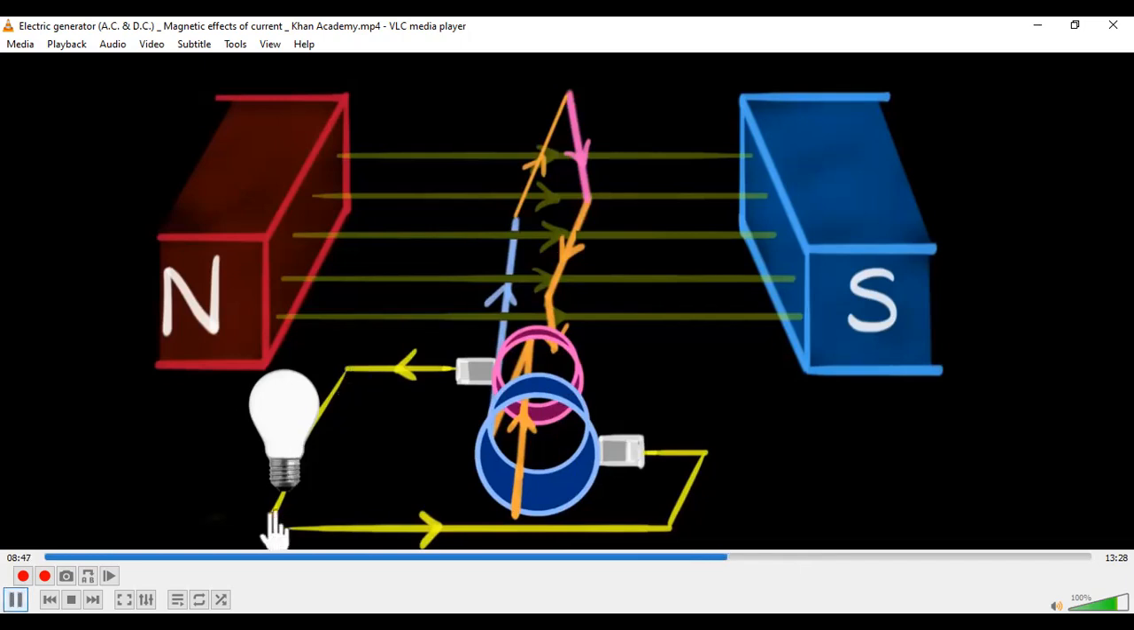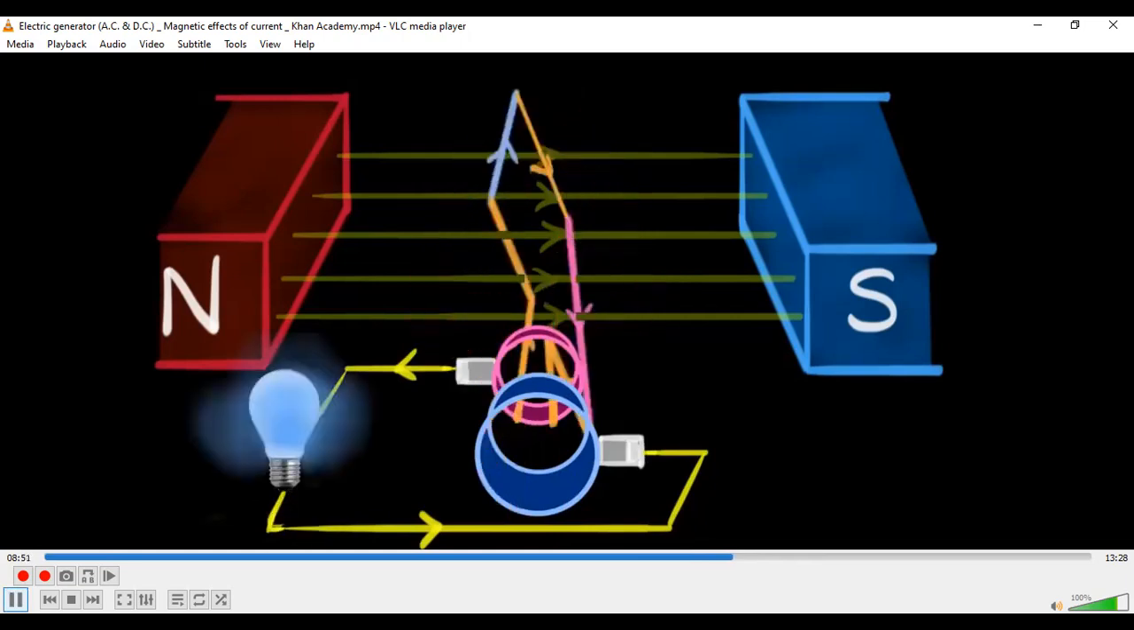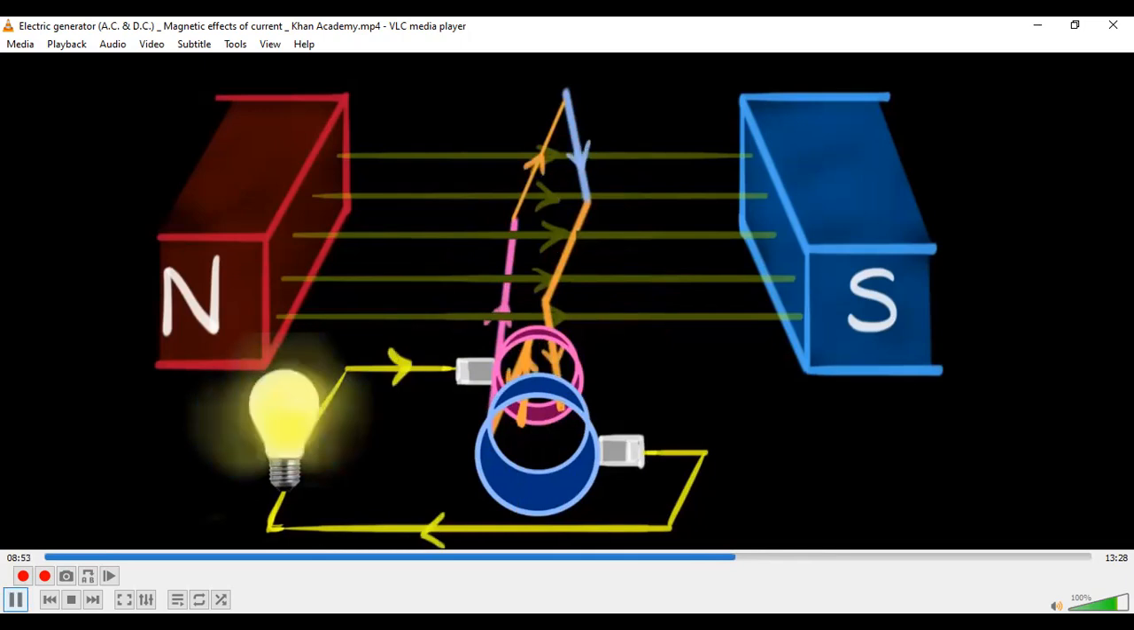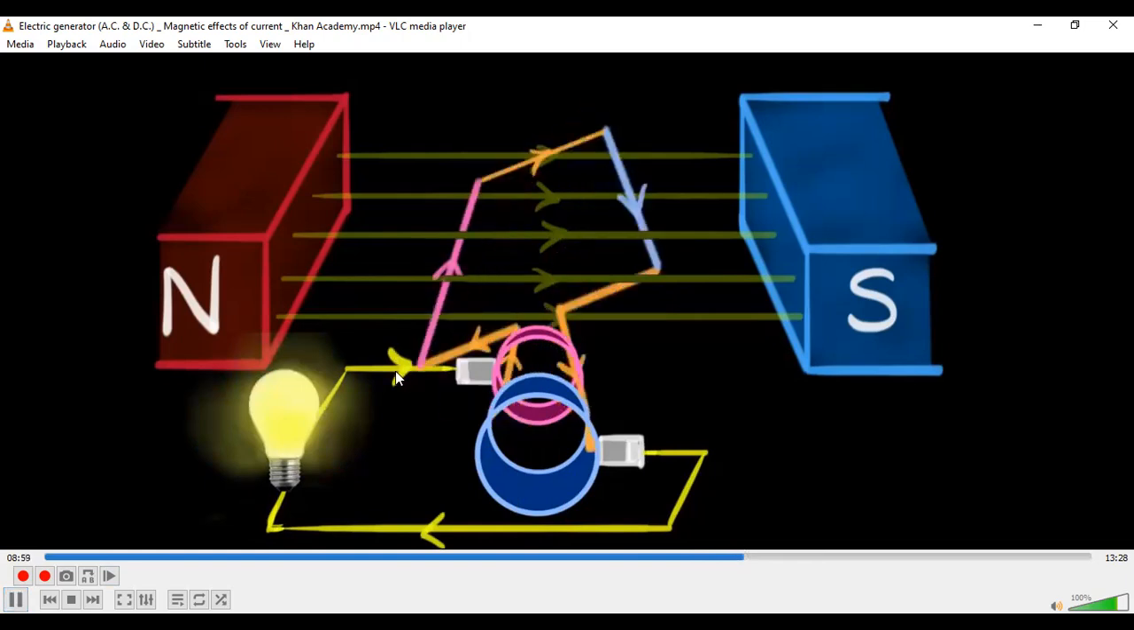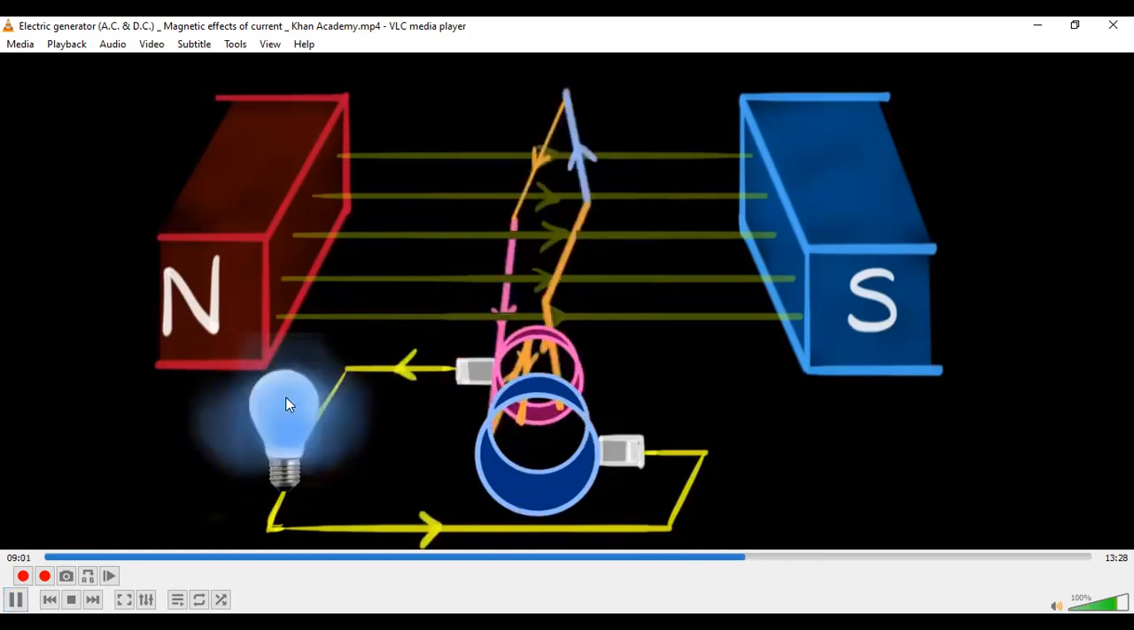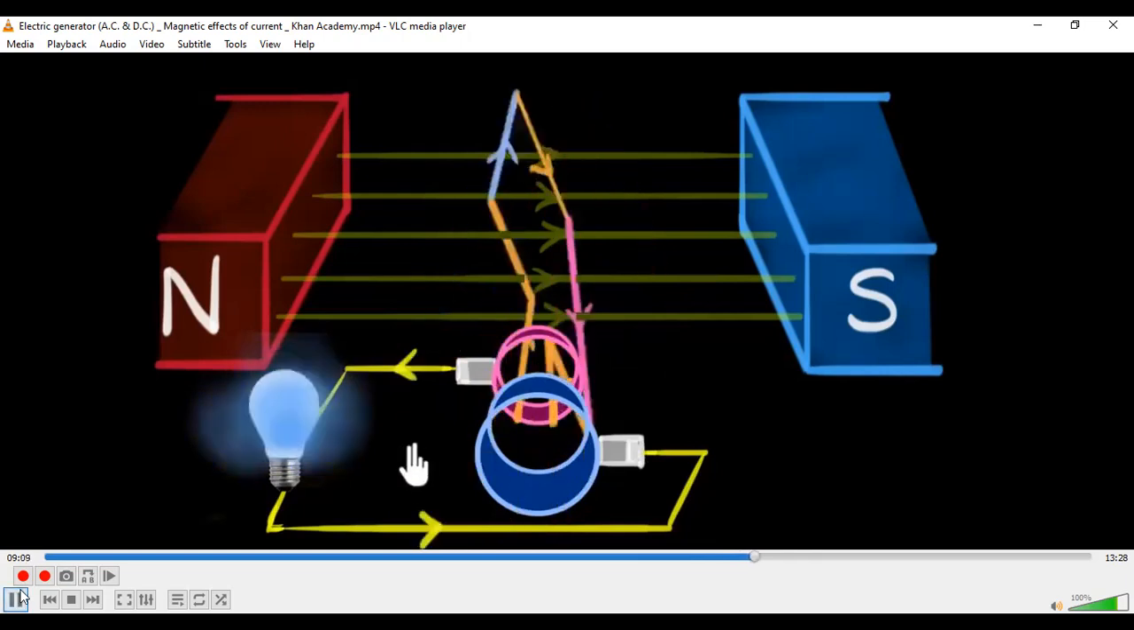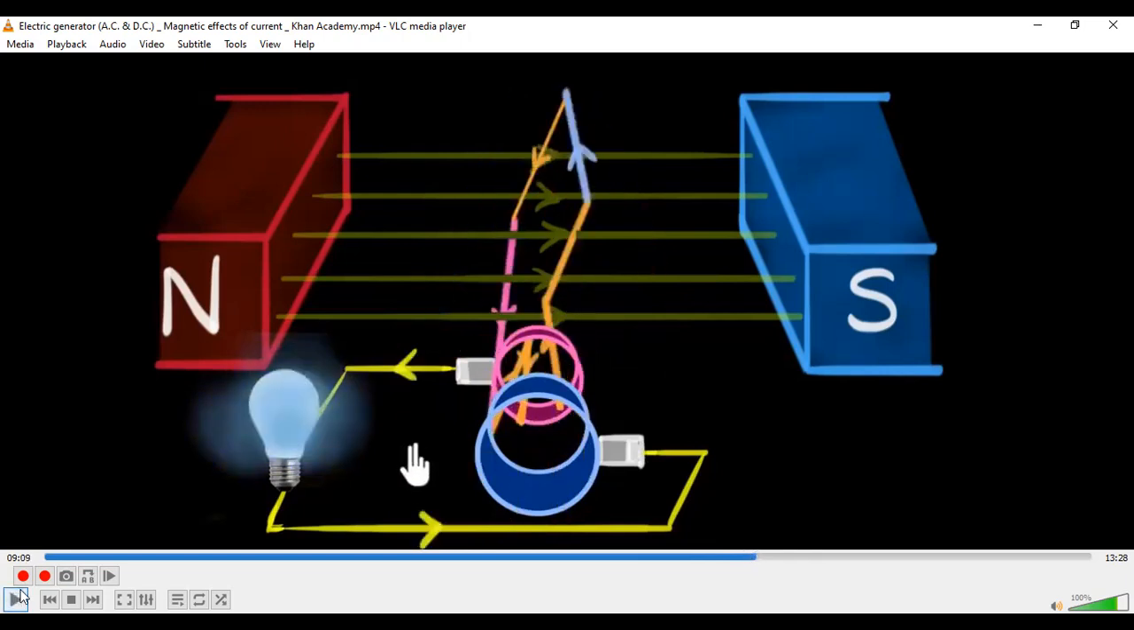Now, how can you connect? So see, it will be blue and pink. It will change the current direction. See, the current is changed. See the direction. Now when the direction is changing, see, continuously the direction through the lamp is changing. So we have successfully built our generator. So here you can successfully make an AC generator because the output is AC.